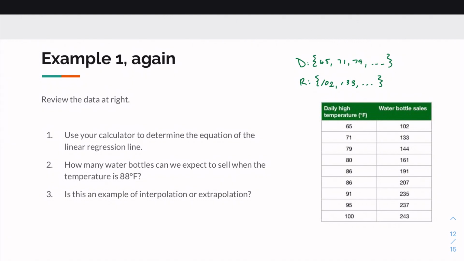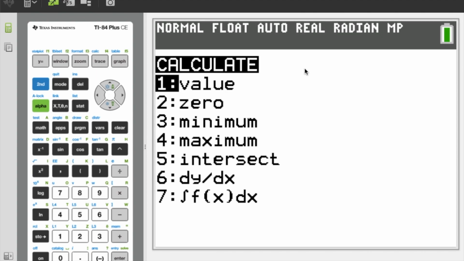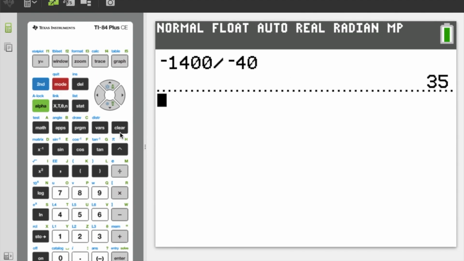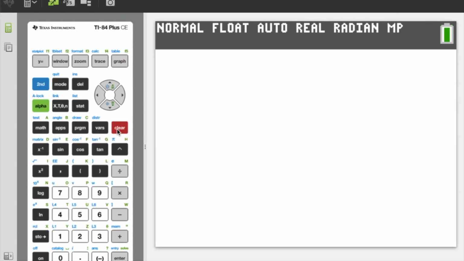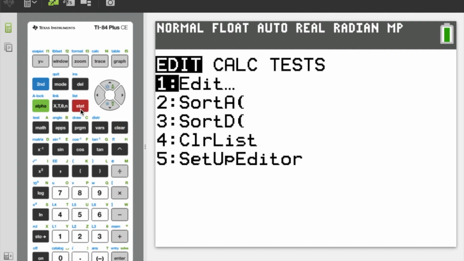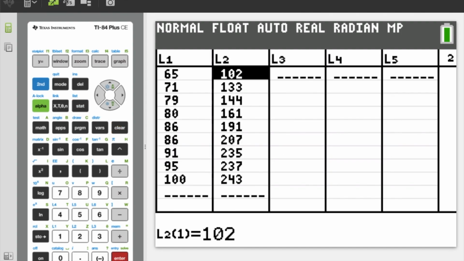So we're going to go back to the set of data that we've had before. We're going to determine the equation of the linear regression line and then actually use it to predict expected sales when the temperature is 88 degrees. So that's exactly what we're going to do here. Actually, let me quit out of this window. I don't need it. Let me clear all of this. So let's just make sure I have the right data entered in again. And I do, which is great.